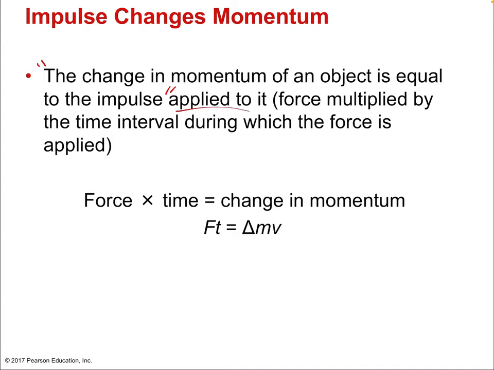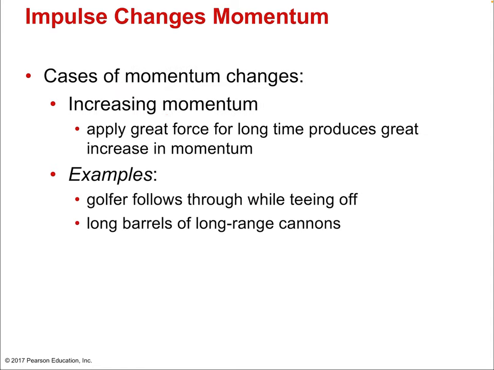And that's the impulse applied to it, which is force multiplied by time interval, okay? So there we have it. Ft equals delta mv, or Ft equals delta p, because p equals mv. You can tell I'm being careful here with the variables, so you're used to writing these in equation form, as well as seeing them represented as definitions and phrases, okay?